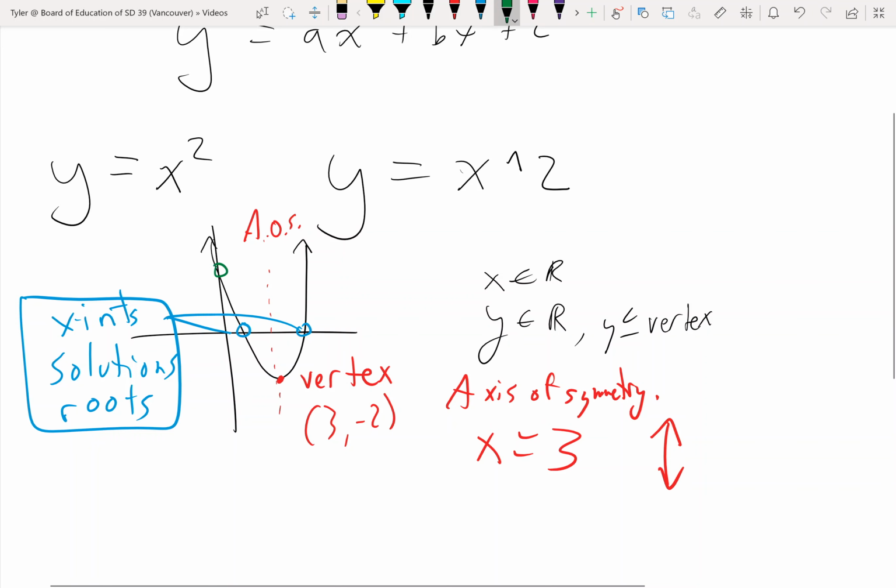The last one's the y-intercept. This doesn't matter a lot of the times. There's a couple word problems where it's important, but usually it's not as important as the x-intercepts. Sometimes you got to find it. Yeah, that's the basic points on a parabola.